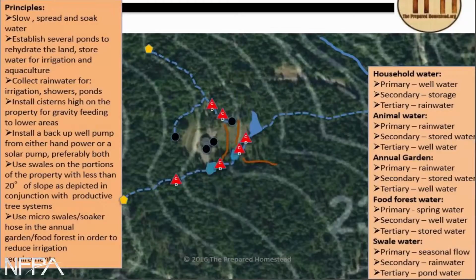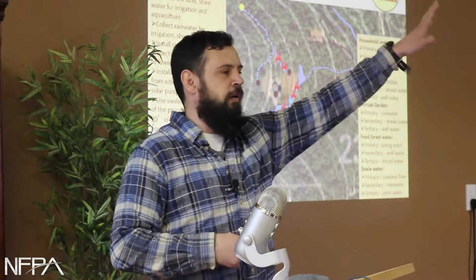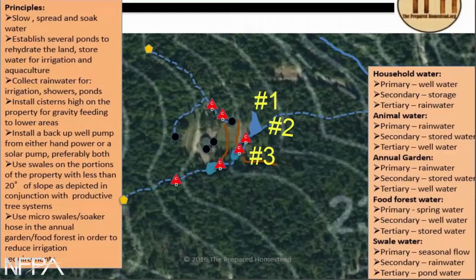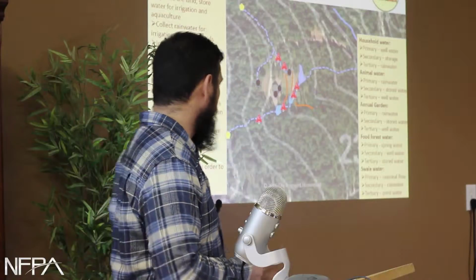We have a series of ponds that we put in. Nothing was here. There was some seasonal flow for about 4 or 5 months out of the year, and it just ran off the land. That's what it did. So we put in some ponds here, 1, 2, 3, and we're going to be putting in number 4 and 5 soon. So we have this partially done.